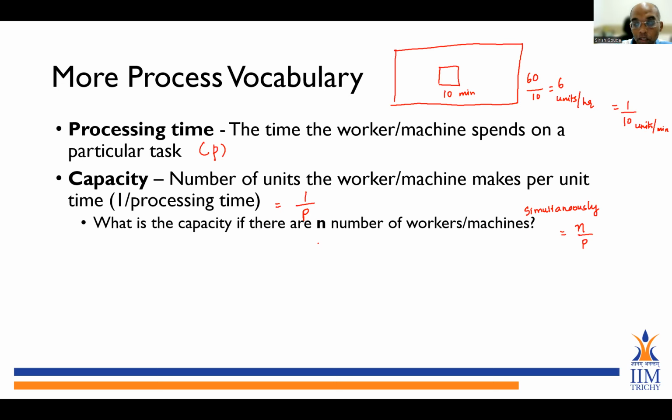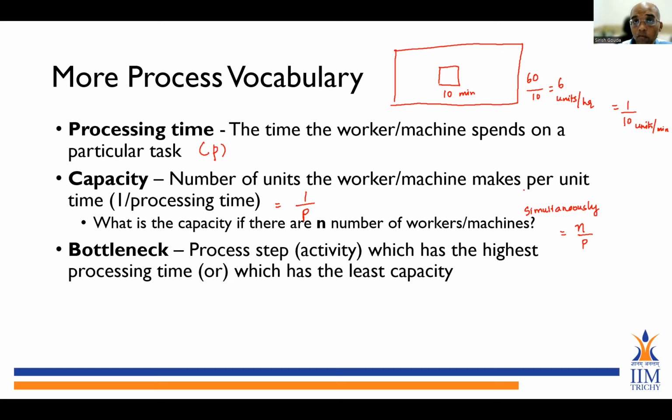So the capacity, when there are n number of workers or machines working simultaneously at the same speed, corresponding to the processing time of P, is just going to be N by P. Not NP, not 1 by Pn, it is N divided by P, right? So that's how you look at it.